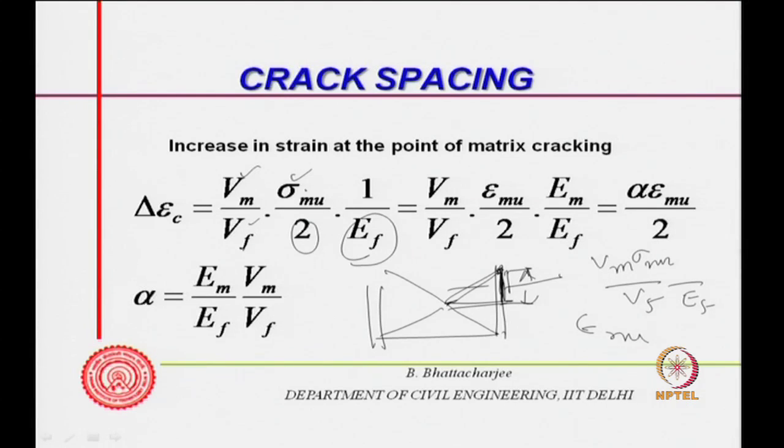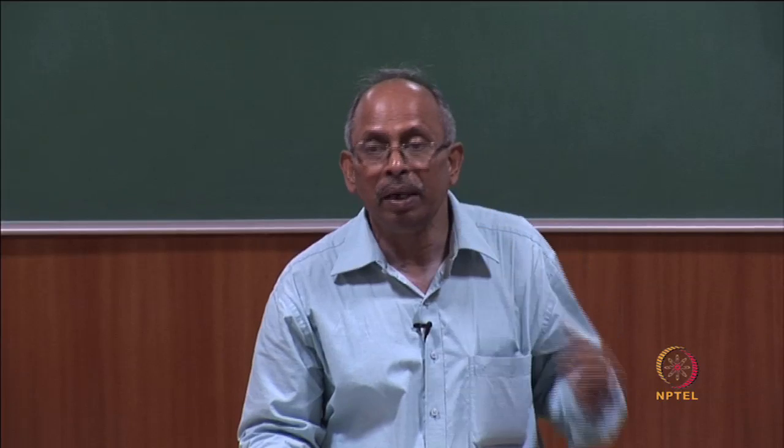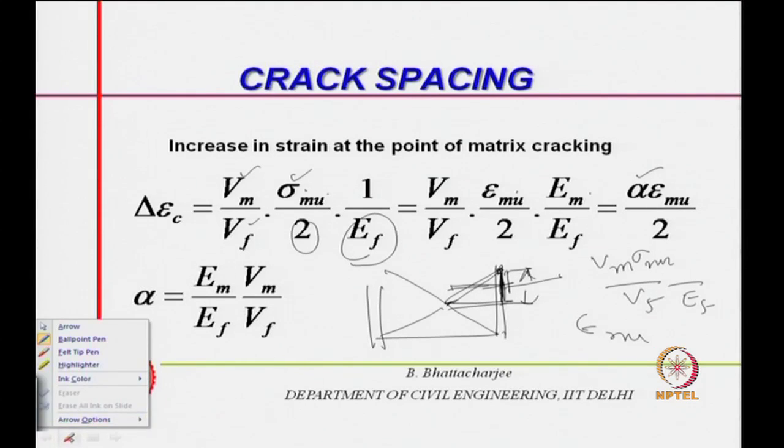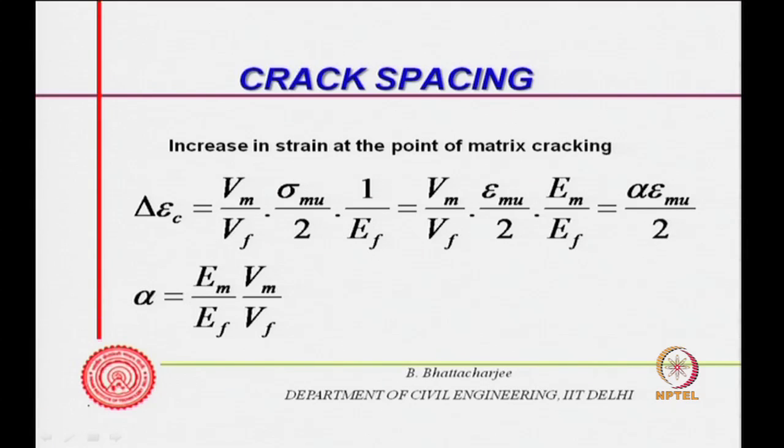Because this was the additional stress, this will be the additional strain here. Now, half of this is the average increase in strain in the fiber. So, delta epsilon c is the average strain increase in the fiber. Earlier it was epsilon mu. So, if you write sigma mu as epsilon mu into E m, then you can write it as alpha, where alpha is defined as this.